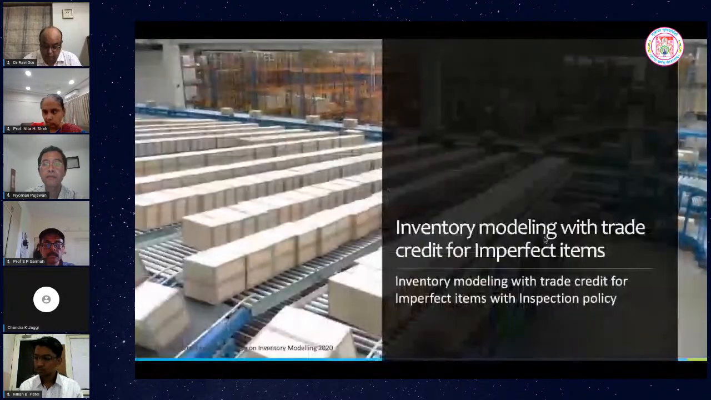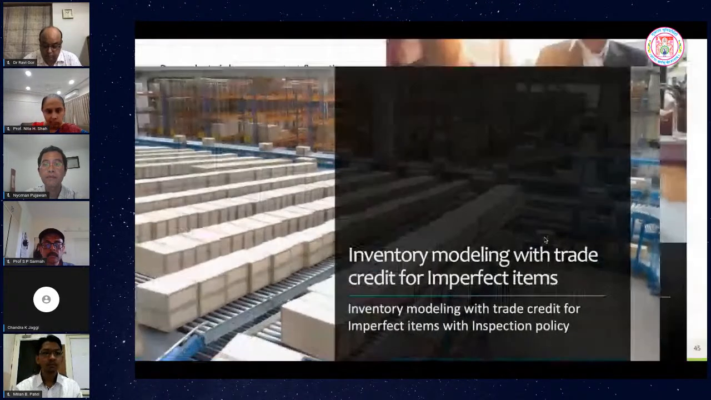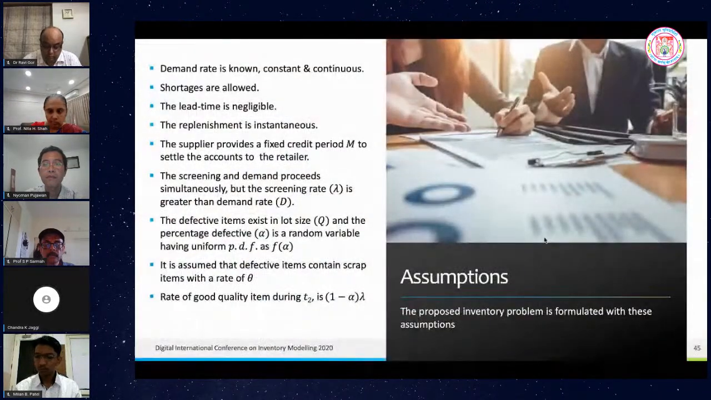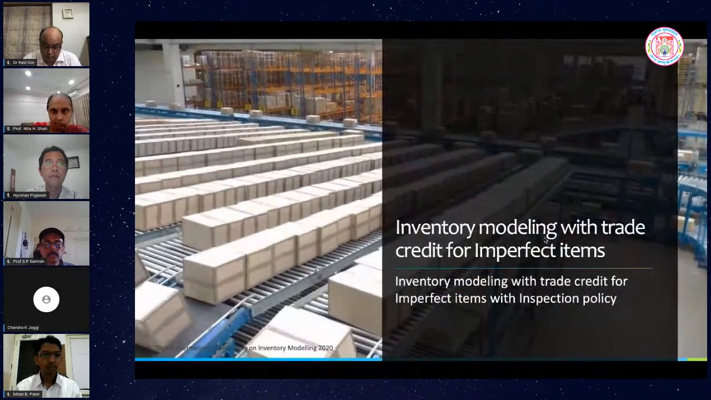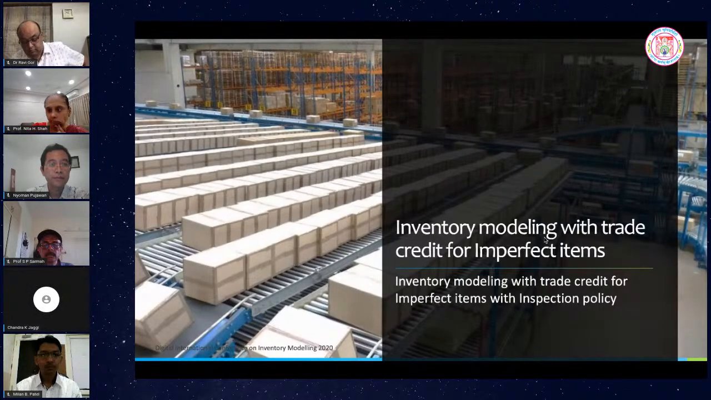Next, please. That is in modeling. That was just one slide back, please. Inventory model with trade credit and imperfect quality. That's what I said, because now we are trying to mix the imperfect quality as well as the trade credit together, and how they are going to function. Next, please.